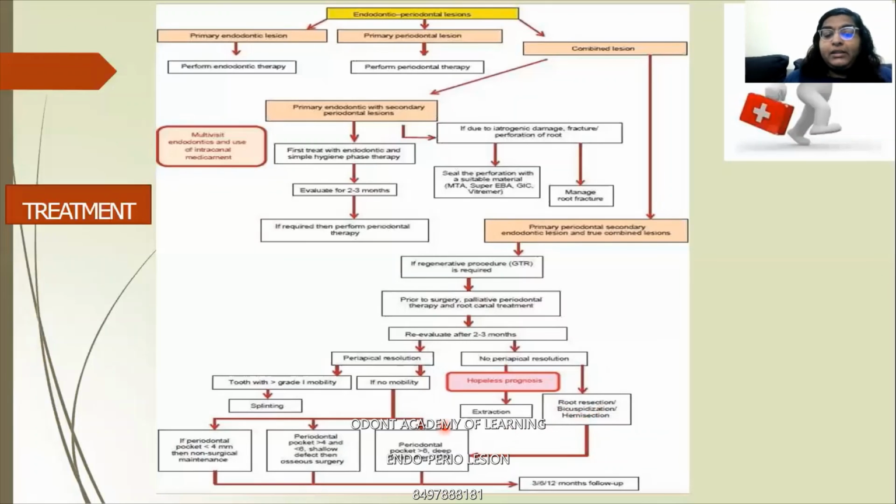After doing this, you do a GTR procedure. After performing these surgeries, we do a GTR procedure, and then again the same protocol is followed. That is, after 3 months, 6 months and 12 months, follow-up has to be done.